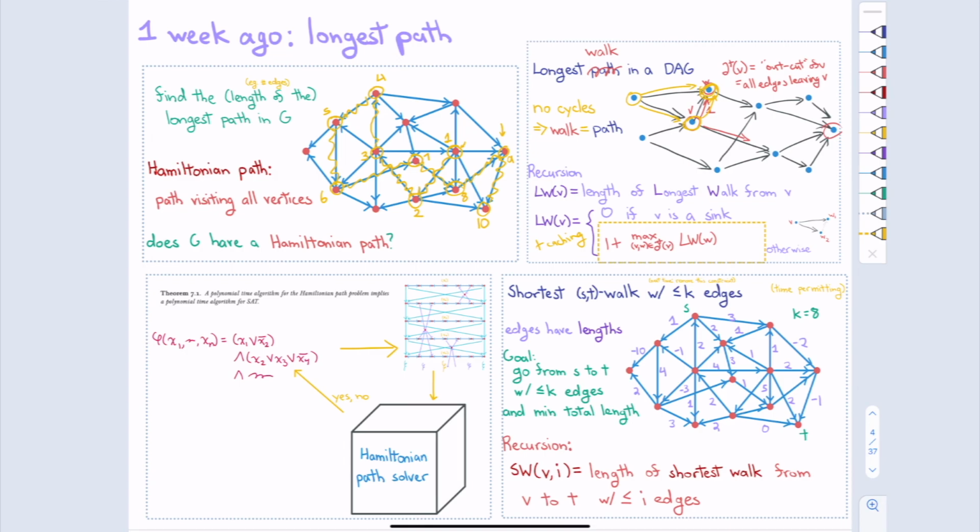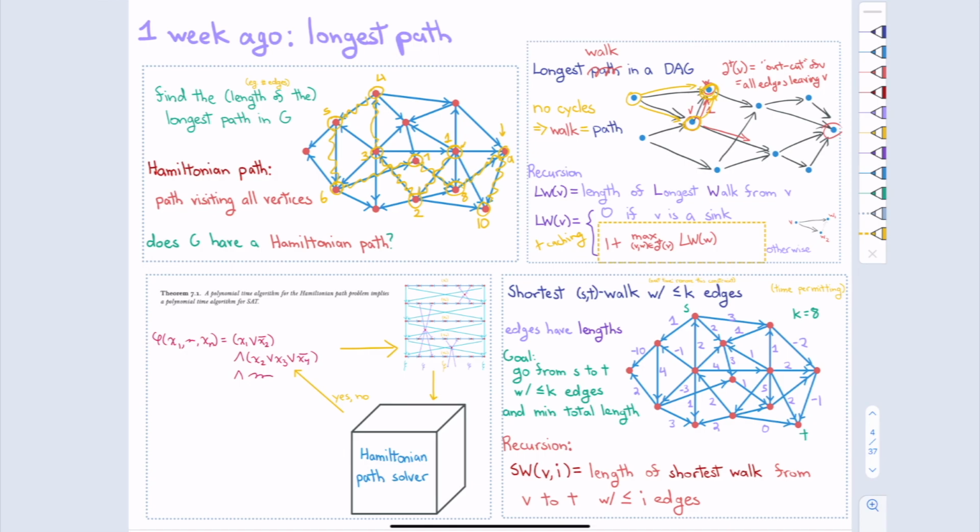So we set up the recursion for the longest walk algorithm. We applied dynamic programming, and in fact, you can find the longest path / walk in a DAG in linear time. And then we had enough time that class to also talk about a problem that seemed to be in between the two cases.